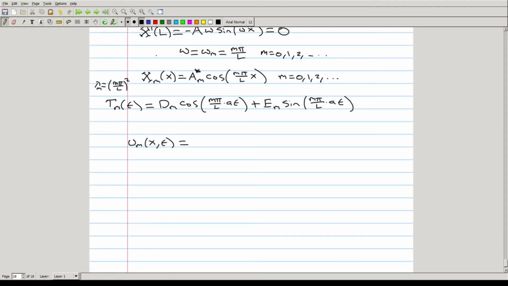But so when we multiply xm of x by tm of t to get our general solution for the mth natural number, you have that the general solution to the wave equation is any function of the form am cosine of m pi over L times a times t plus bm sine of m pi over L times a times t, times cosine of m pi over L times x.